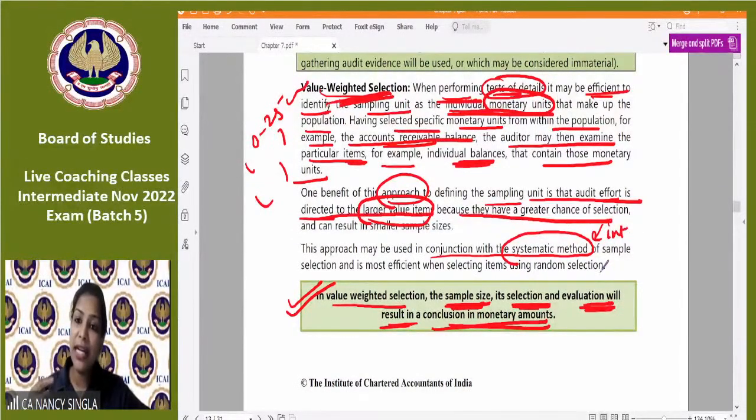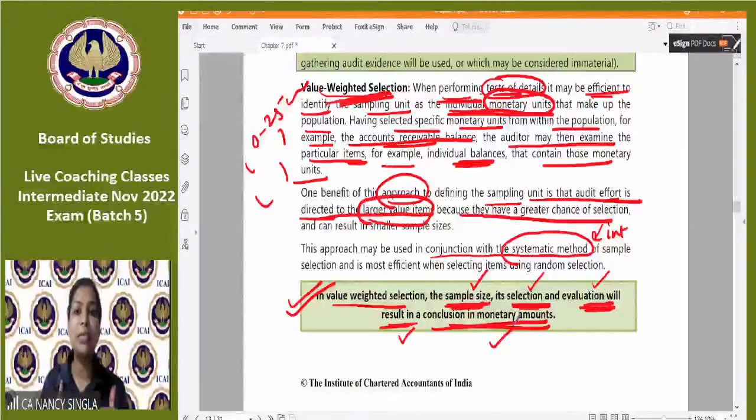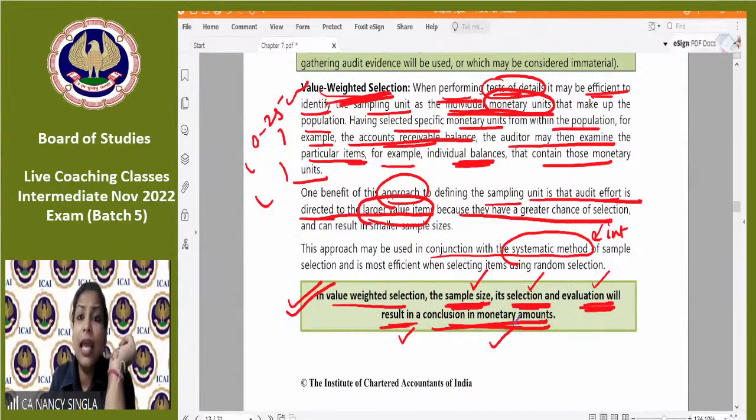But instead of dividing the number of invoices by the requisite sample size, I'm dividing the value of the population by the requisite sample size. In value-weighted selection, the sample size, the selection, the evaluation will result in conclusions in monetary amounts. That is, I will not say here that if out of 10,000 invoices, a sample of 1000 is selected and there is a mistake of 200 in 1000 invoices, then how much will be the mistake in 10,000?